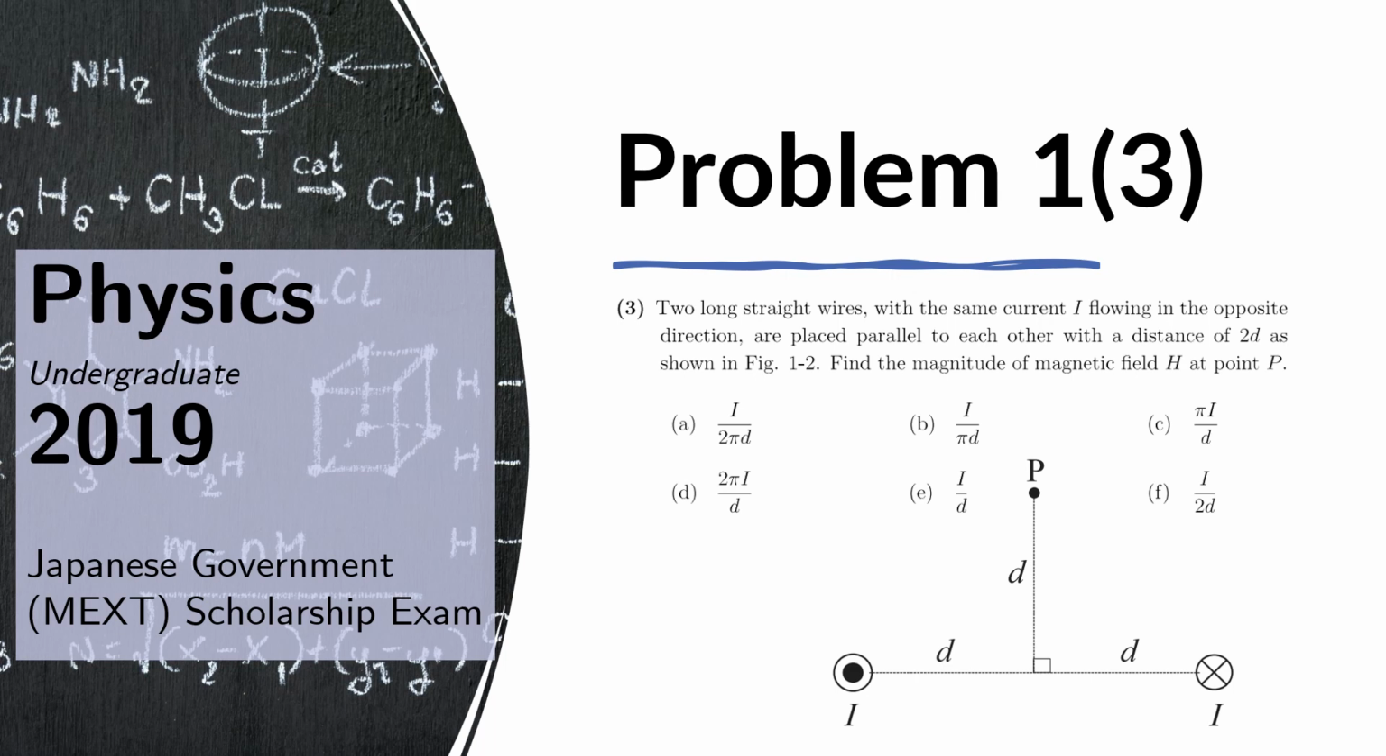Problem 1-3. Two long straight wires with the same current I flowing in the opposite direction are placed parallel to each other with a distance of 2d as shown in figure 1-2. Find the magnitude of magnetic field H at point P.